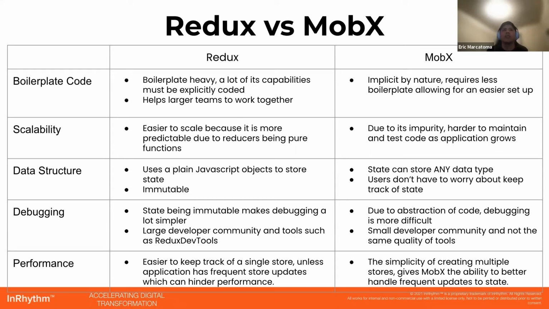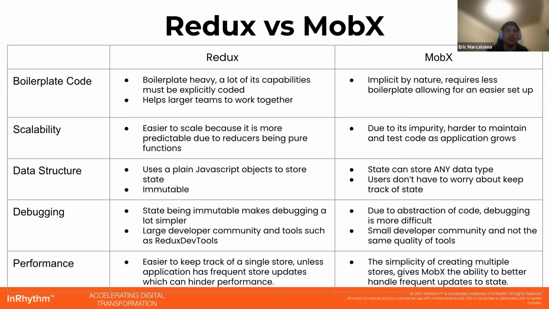In terms of scalability, Redux is simpler to scale up, and this is because our reducers are pure functions, which means we can easily keep track of state. Given a certain input, we know what the output would be, so it's very predictable. So it's easier to add new features to our application because it is easier to predict what will happen. MobX, on the other hand, due to its impurity, is a little harder to maintain and test code as your application grows.